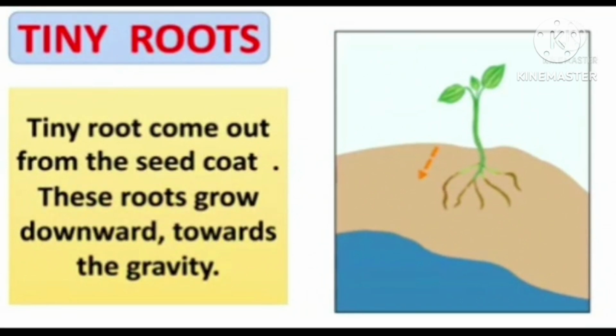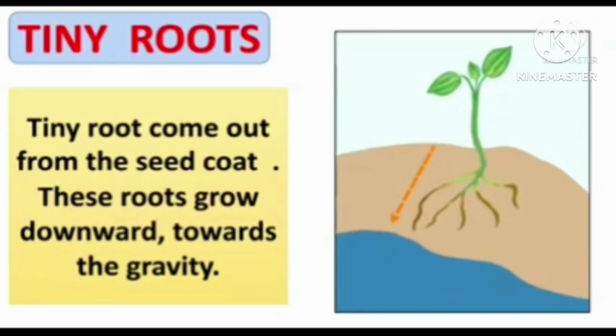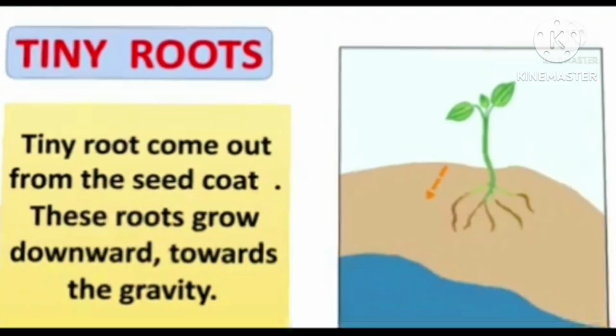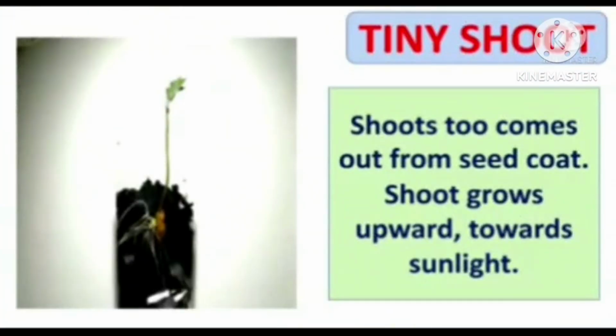These roots grow downward towards gravity. The roots will always go down because of gravity, as well as in search of water until they get the water. In cactus, the roots go deep down inside to get water.